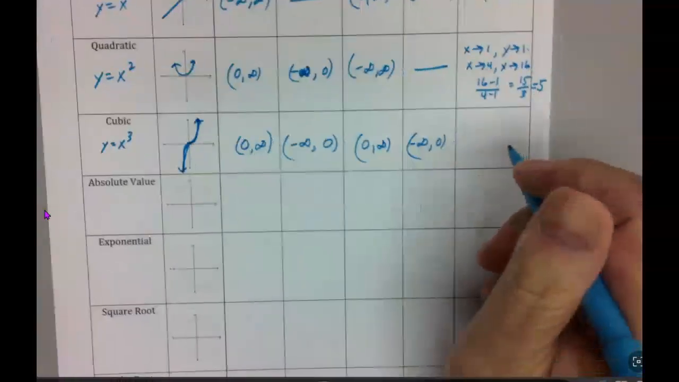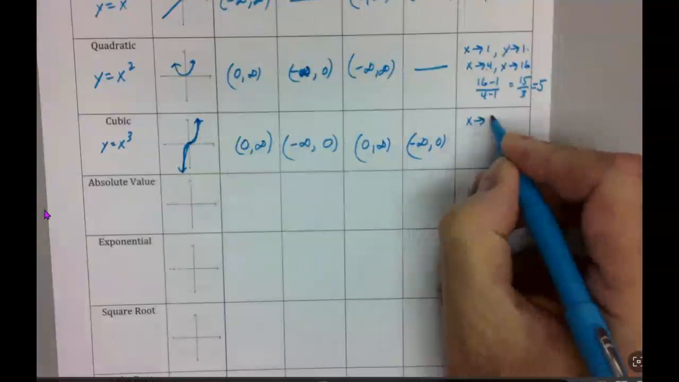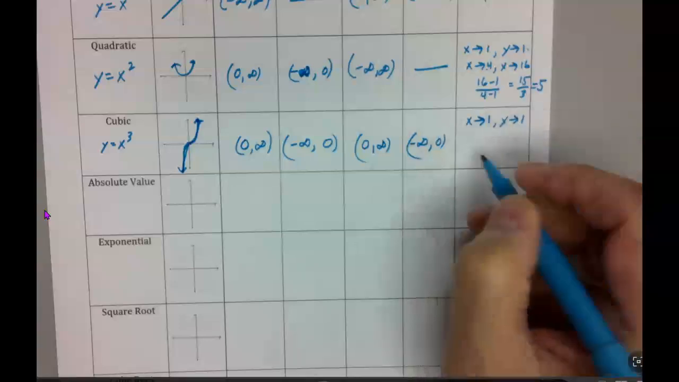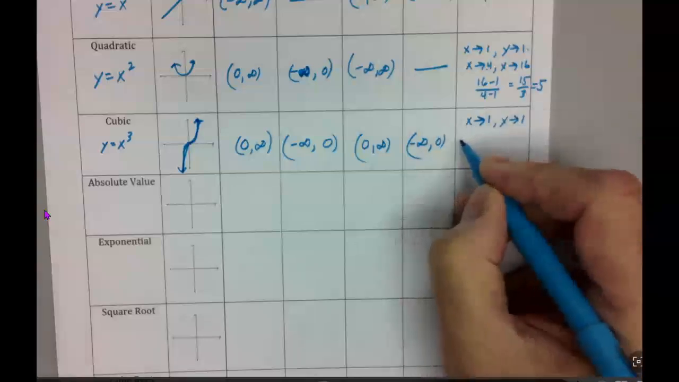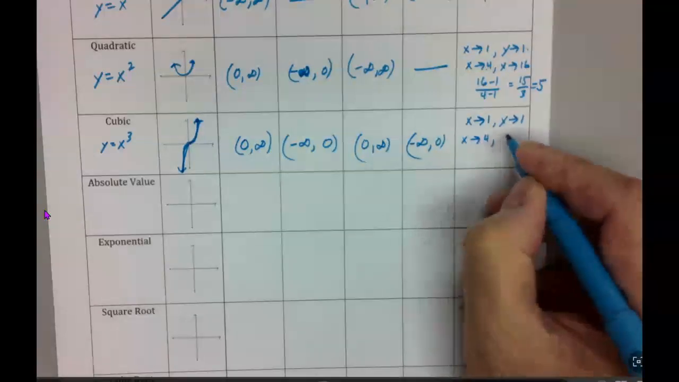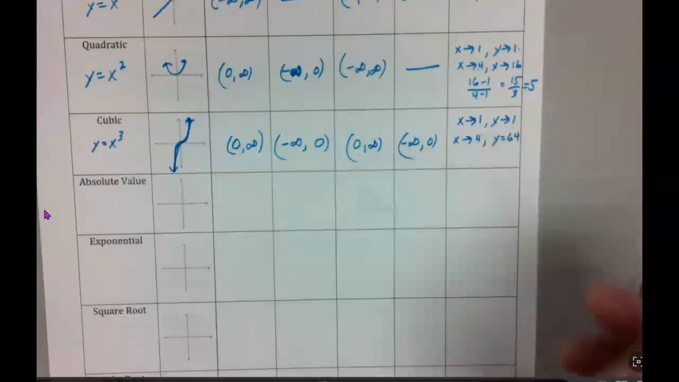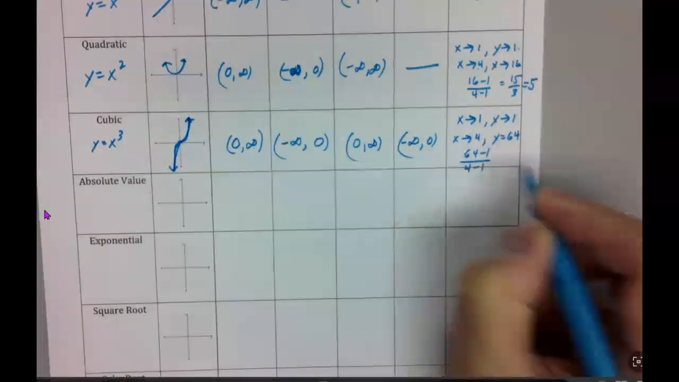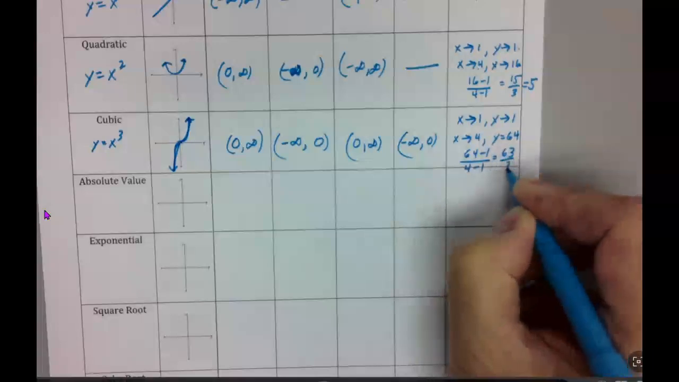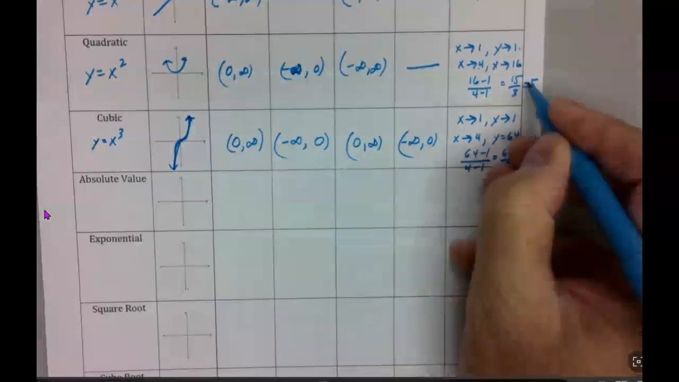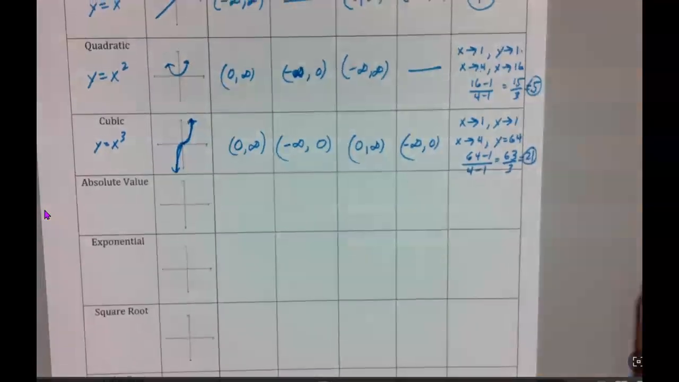And then if I put in 1 in the cubic, I get y is 1. And if I plug in, let's say, x equals 4, I get y is 64, because 4 cubed is 64. So then I'm going to find the rate of change is 64 minus 1 over 4 minus 1, which would be 63 over 3, which would be 21. So my rate of change would be 21. Up here it was 5, here it was 1. Okay.